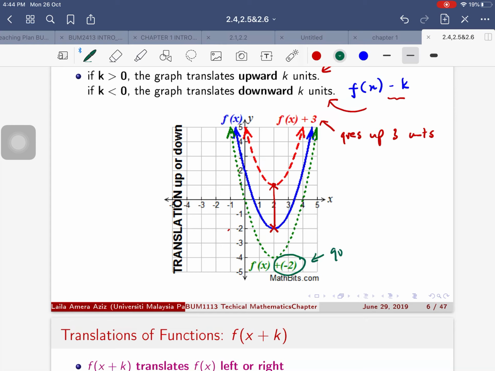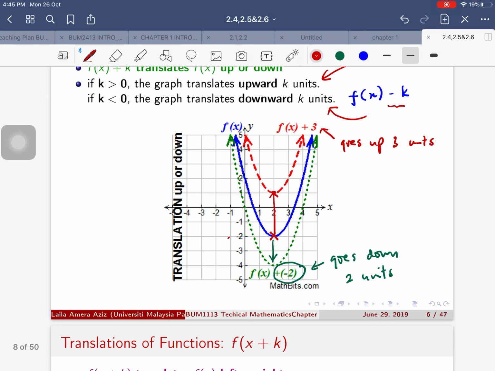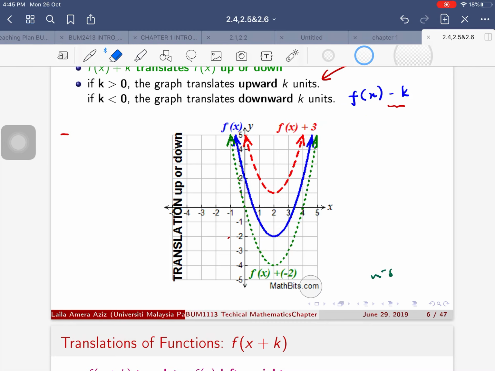As for the green one, what happened is that we start at point negative 2. It goes down 2 units. So therefore from negative 2 it's going to go down to negative 4. That is what I mean by having f of x plus or minus. So how does the function look like? For example, if I have f of x equal to x, and now I have f of x plus 2, this is going to equal x plus 2. So you just have to add 2 to the original function, or minus 2. That could happen as well.